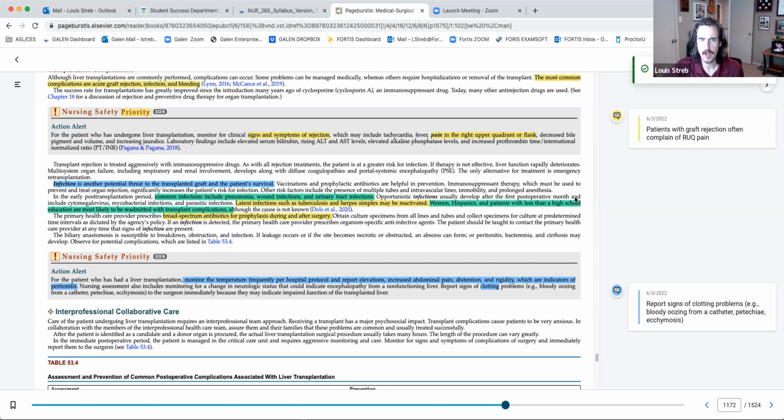So after the first postoperative month and things like that, we have to think about infections and parasitic infections and things. We also know that latent infections, what do the latent infections mean? People could have tuberculosis where it's in their body. They could have herpes simplex. They could have shingles. And these things can be reactivated once you have a transplant because your immune system is so low.